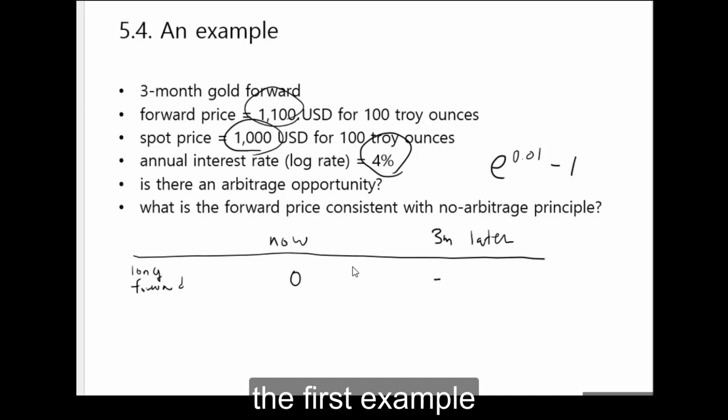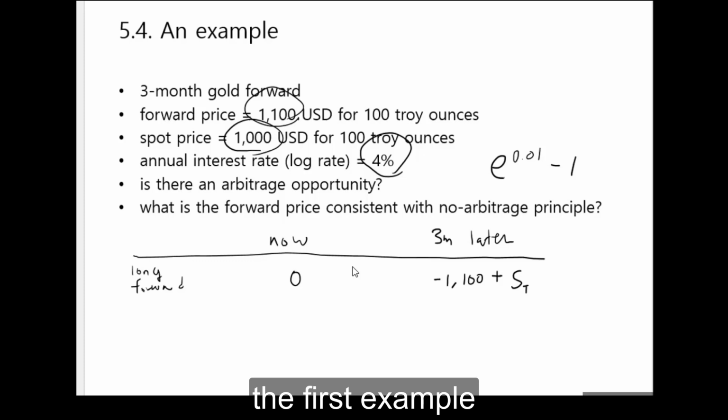So let's write it as minus 1,100, meaning that that's the cash outflow from your perspective. And then you receive gold in return. And let's say you are going to sell this gold in the market. Then you will get paid the spot price, which we don't know how much. So let's just write it as a symbol. As before, let's call that spot price capital S_T.